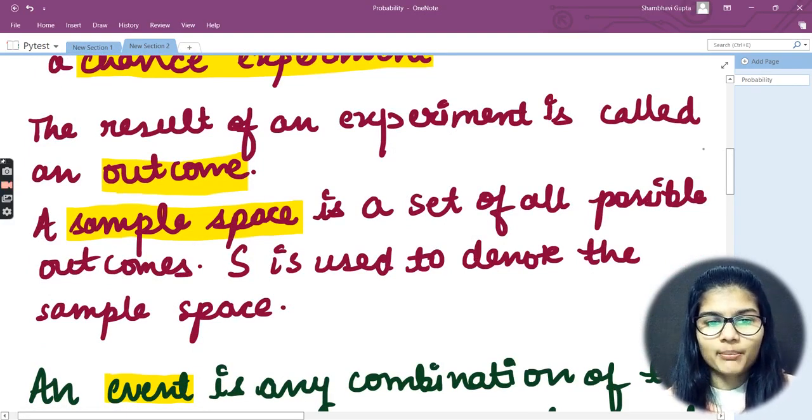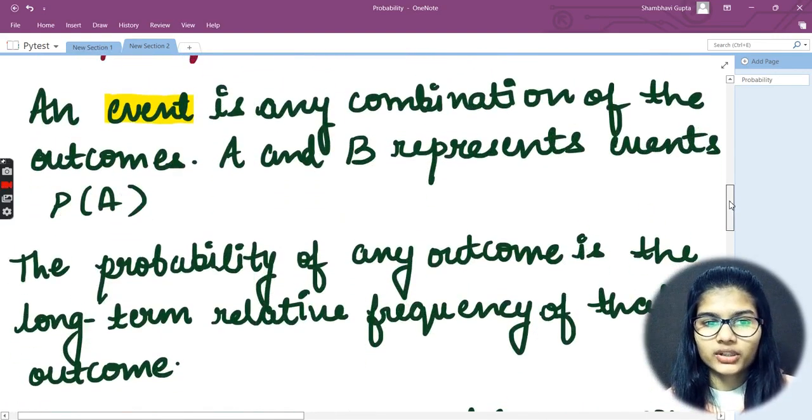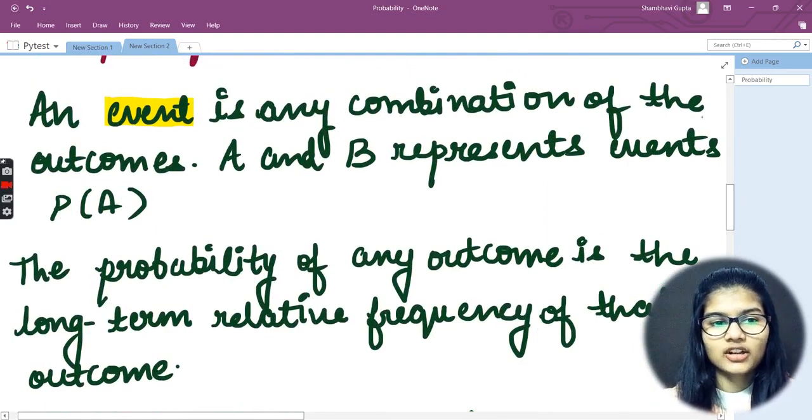Fine. What is a sample space? A sample space is a set of all possible outcomes. Whatever the possible outcomes are, it is a set of all of them, the sample space, right? And how do you denote that? It is denoted using the capital S. So capital S is used to denote the sample space. Further we discussed the event, that is, what is an event. An event is a combination of outcomes, right? So A and B represent the events, that is probability of A.